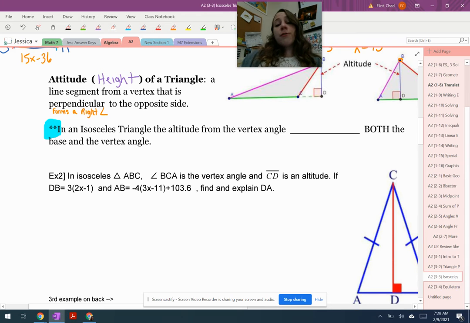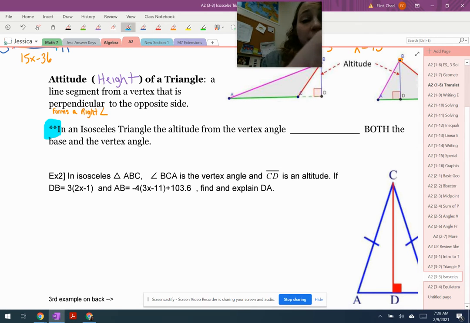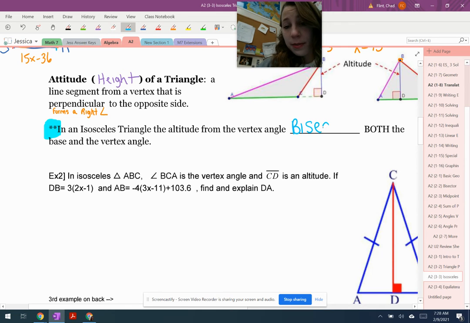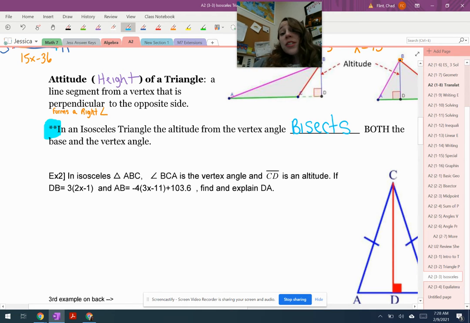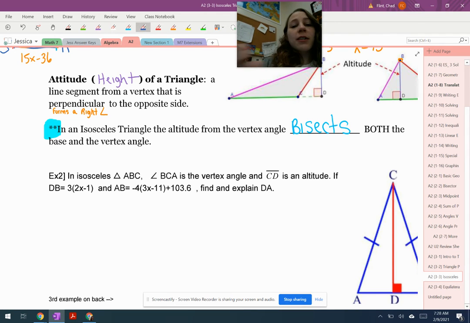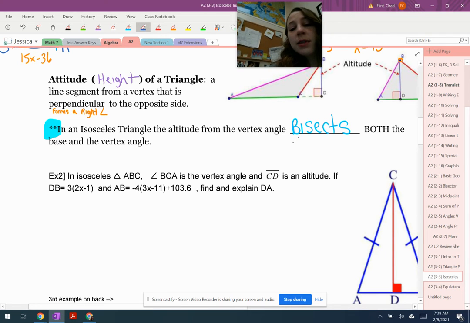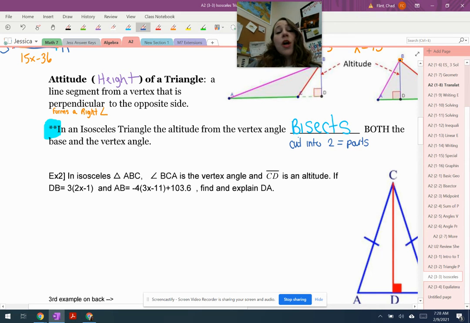The altitude from the vertex angle, so keyword here, bisects. And hopefully you remember the definition of bisect from Unit 2. If not, jot in that bisect means to cut into two equal parts. So that altitude is going to bisect both the base and the vertex angle.